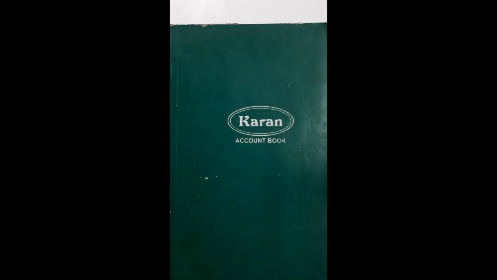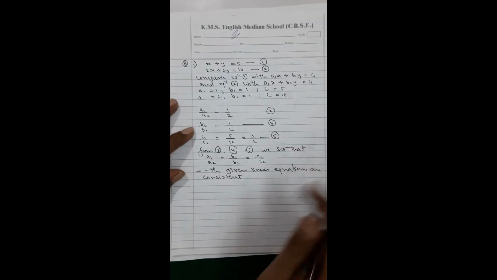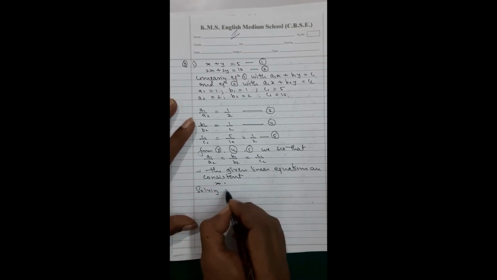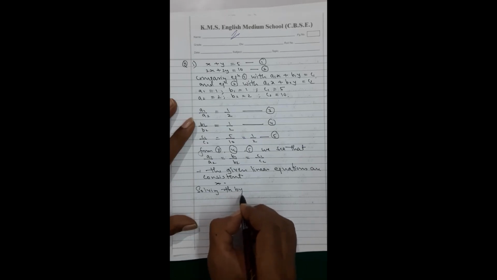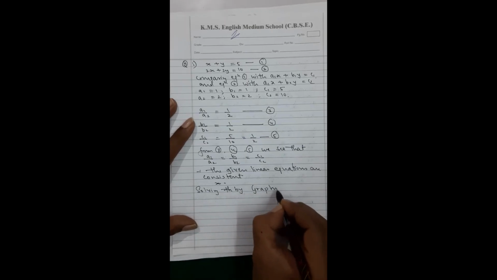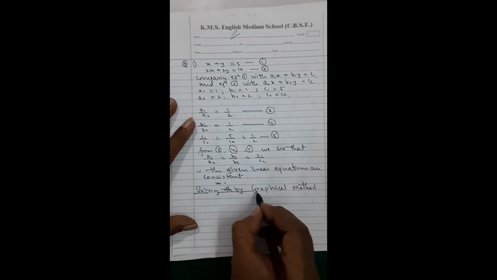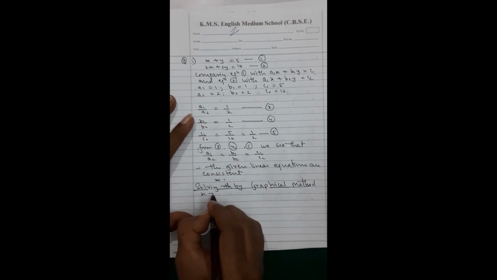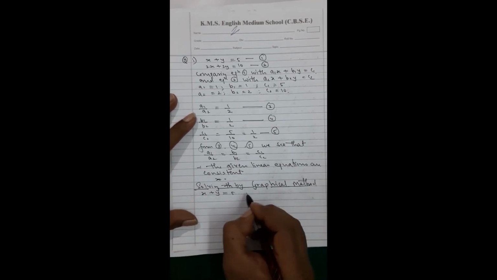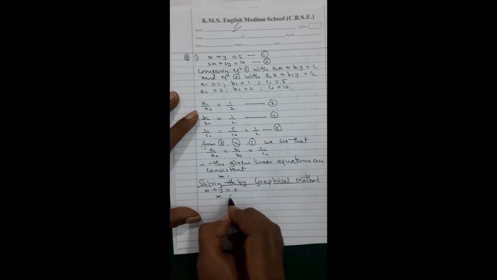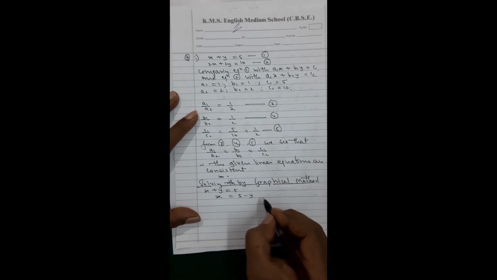So, when I have to solve this equation, what do I have to do? First, I have to see it. The first equation is x plus y is equal to 3. You have to solve them by the graphical method. So equation 1, x plus y is equal to 5. So you get x is equal to 5 minus y. You can take any one, no problem.